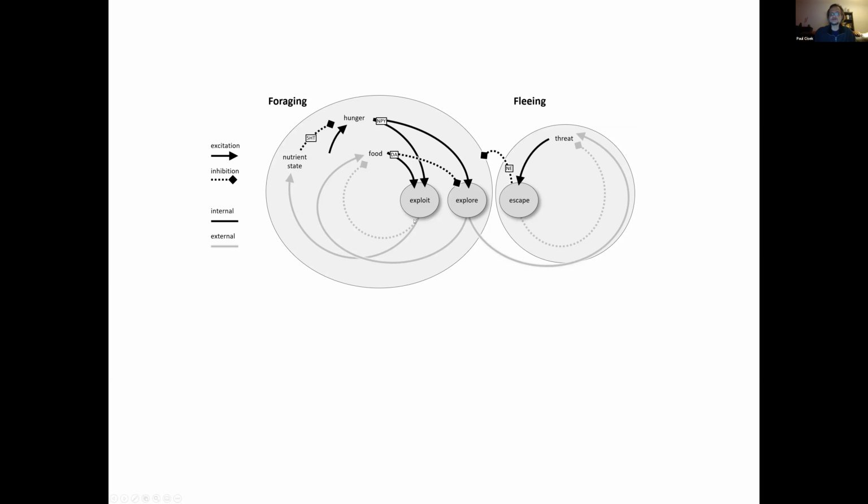And then notice everything is a feedback loop. So if you're eating, if you're exploiting, you're going to deplete the food, but you'll also improve your nutrient state. If you're exploring, you improve your chances of finding food. And so essentially what's created here is nested negative feedback loops.